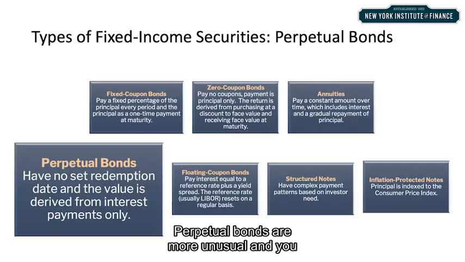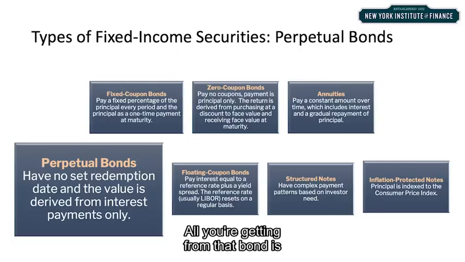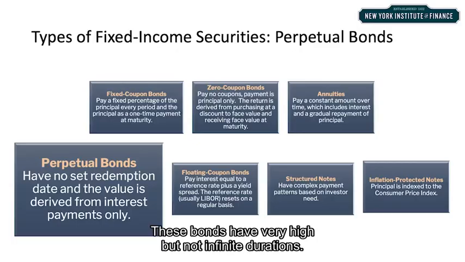Perpetual bonds are more unusual, and you see them issued in some European countries. These have no redemption date, so they're called perpetuities. And all you're getting from that bond is the payment of interest, but forever. These bonds have very high, but not infinite durations.